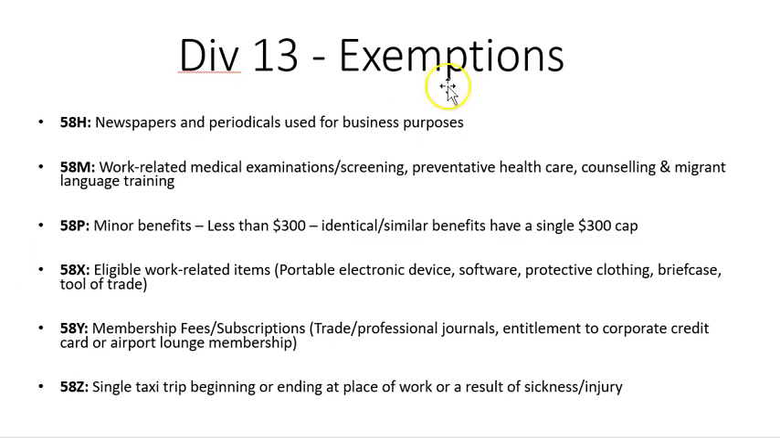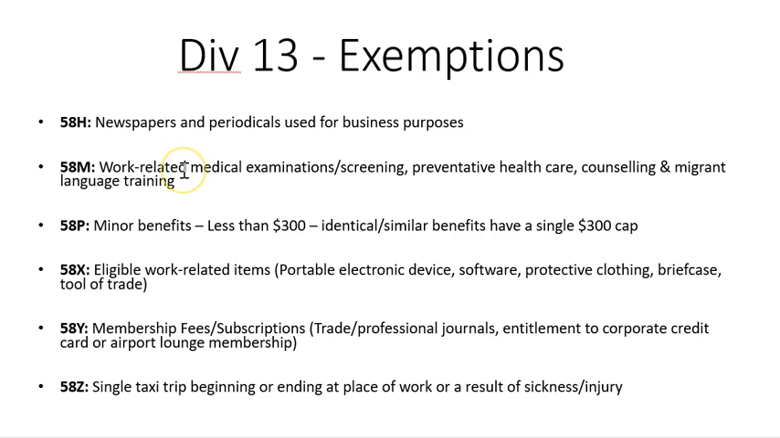So then we've also got some Division 13 exemptions. So we've got 58H, newspapers and periodicals used for business purposes. Say, for example, you're interviewed on a morning television show and you're going to be asked about some of the articles in the newspaper. Then the cost for you to actually read them to make sure you're prepared for that interview would be exempt because they're used for business purposes.